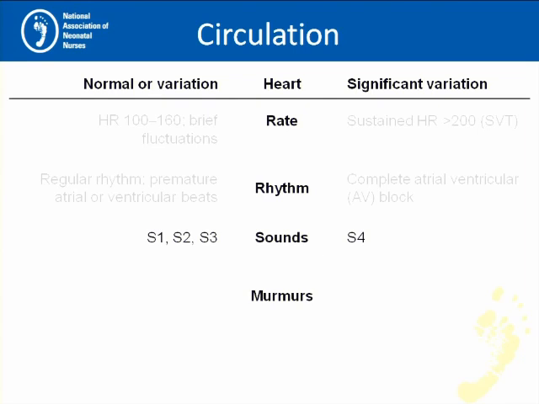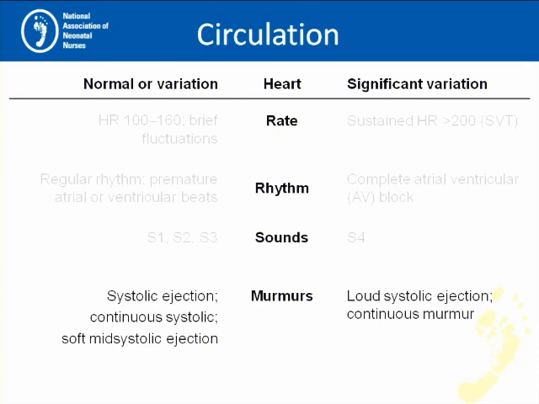When there is significant variation of heart sounds, S4 may be heard, meaning decreased muscle compliance. Normal innocent findings in the murmur would be a systolic ejection murmur, which is the most common during the first week of life, when blood flow crosses the pulmonary valve. A continuous systolic murmur is heard before the ductus closes.